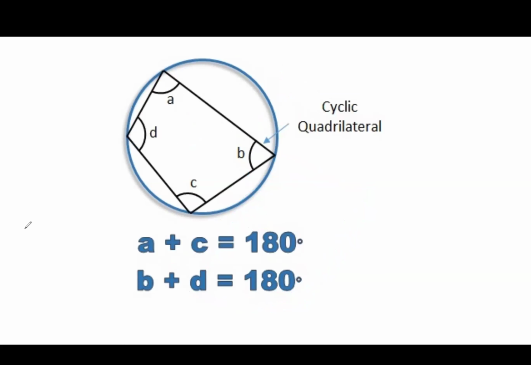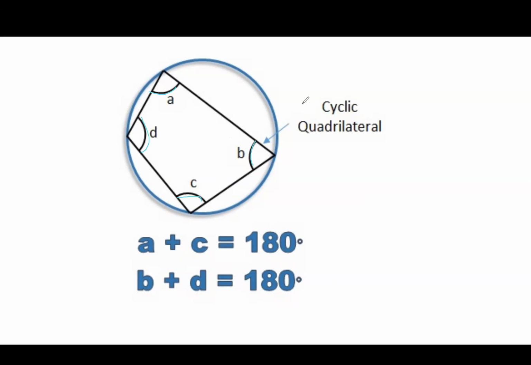Okay, so this is a cyclic quadrilateral. A cyclic quadrilateral is any four-sided shape that has its vertices on a circle. So as you can see here, all of these vertices are touching the circle. And one of the properties of cyclic quadrilaterals is that the opposite angles, so let's say A and then C, if we add them, we always get 180 degrees. And this also holds for D and B. So D plus B also equals 180.